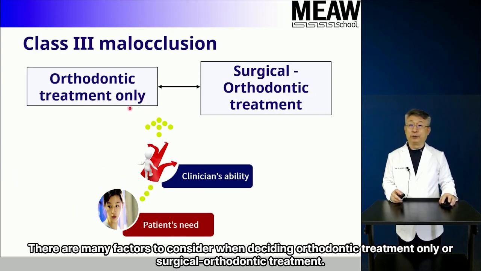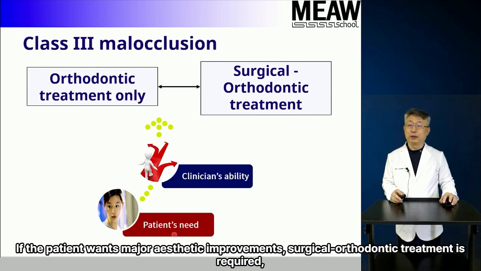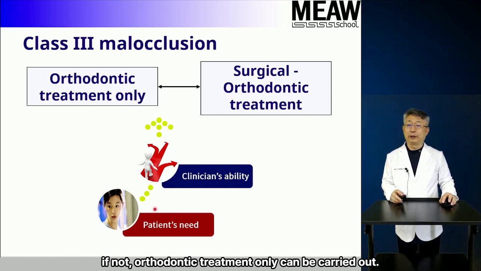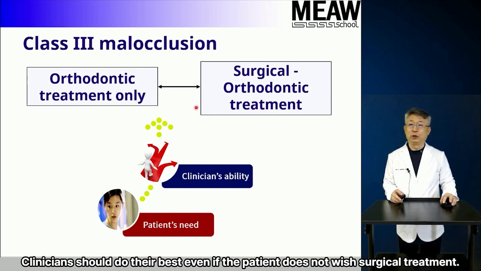There are many factors to consider when deciding orthodontic treatment only or surgical orthodontic treatment. The first is the patient's need. If the patient wants major aesthetic improvements, surgical orthodontic treatment is required. If not, orthodontic treatment only can be carried out. The next is the clinician's ability. Clinicians should do their best even if the patient does not wish surgical treatment.